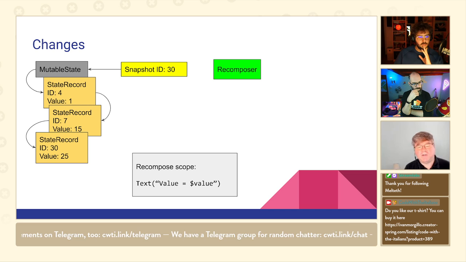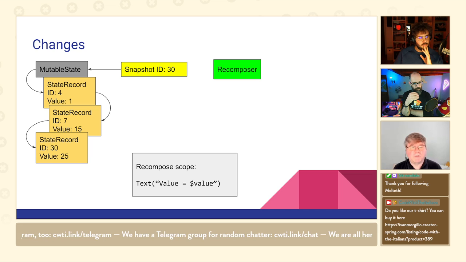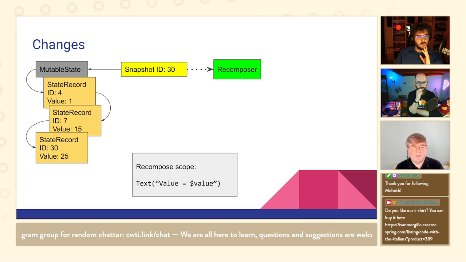And now the snapshot itself takes a reference to the mutable state. It didn't actually know about the mutable state object until you changed it. And it has a list of them. Now, when the snapshot applies, then the recomposer is listening to applications. So hit the spacebar again. And so it gets notified about the list. It says, oh, this value changed.